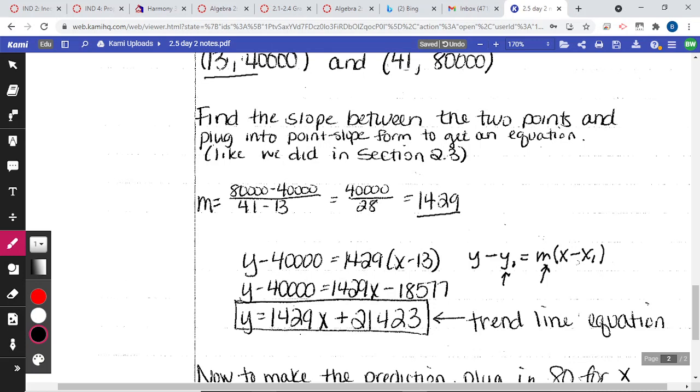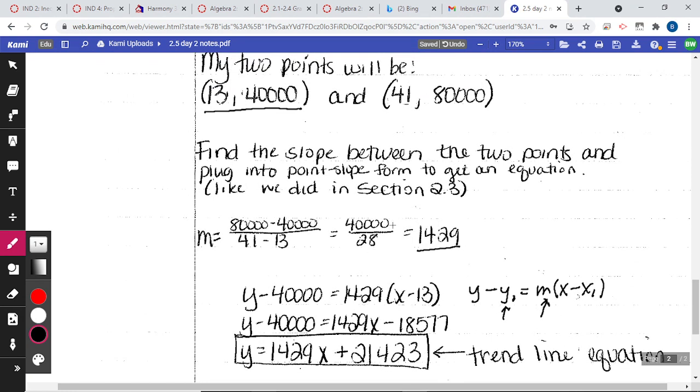This is the one that's being used. Okay, so plug the 40,000 in for y sub 1, the 13 plugged in for x sub 1, and there it is. Y minus 40,000 equals 1429, which is the slope, times x minus 13. Okay, using again, this is the point we're using. You could use either one.